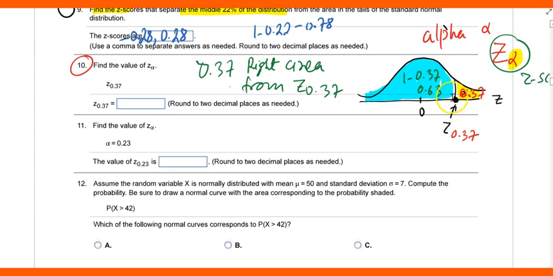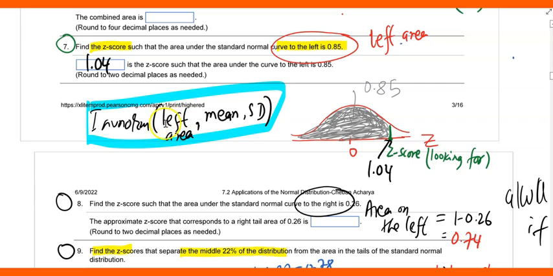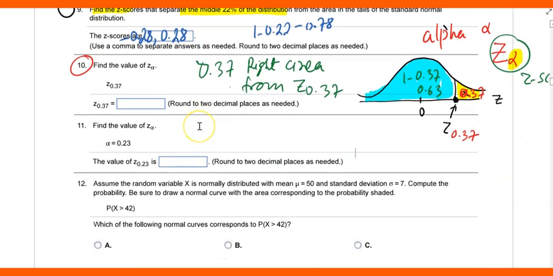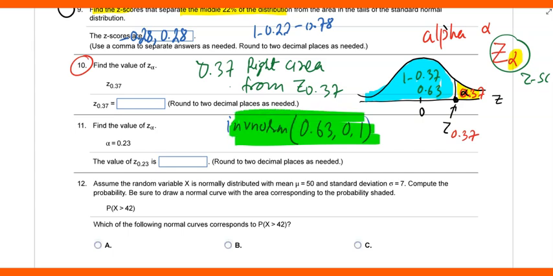Now to find this z-score, we have to use the invNorm option, as you used before, and every time you have to use the left area. Therefore to find number 10, use invNorm with left area 0.63, comma, mean 0, comma, standard deviation 1. Notice that the mean and standard deviation are the second and third numbers under invNorm. You put everything in the calculator and get that point, rounded to 2 decimal places.